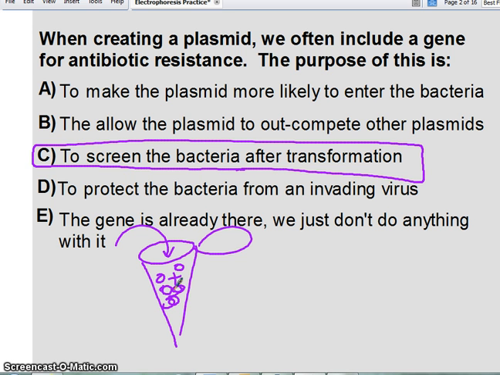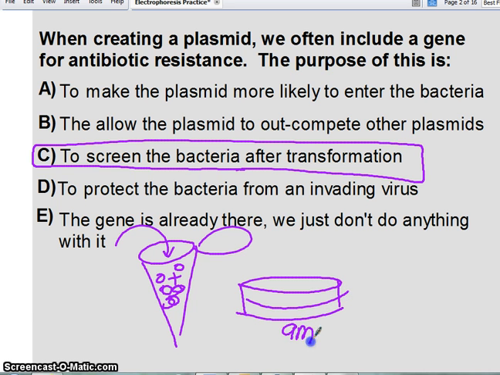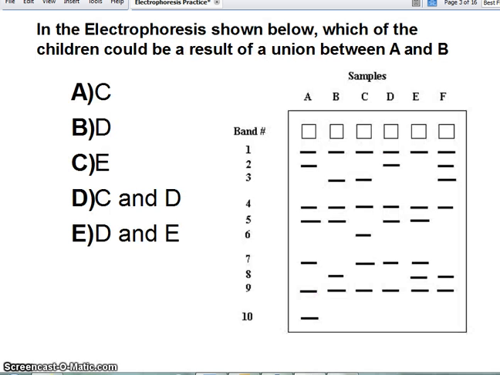So by having an antibiotic resistance gene, we'll know which bacteria picked up our plasmid. We'll just grow them in the antibiotic. So like in our lab, we grew them in ampicillin. If they did not pick up the plasmid, the ampicillin would kill them. If they had the plasmid, then they would be able to grow. Therefore, we screened them and we were able to get a pure strain. So that's the purpose of that.